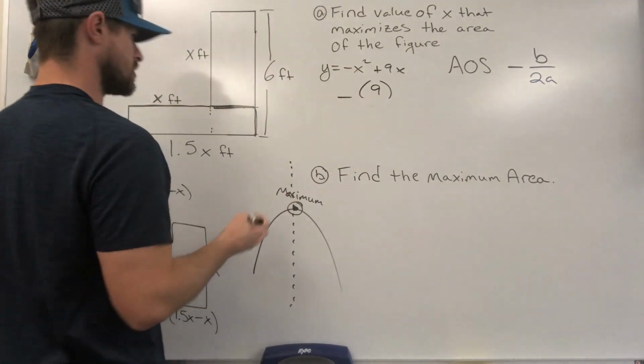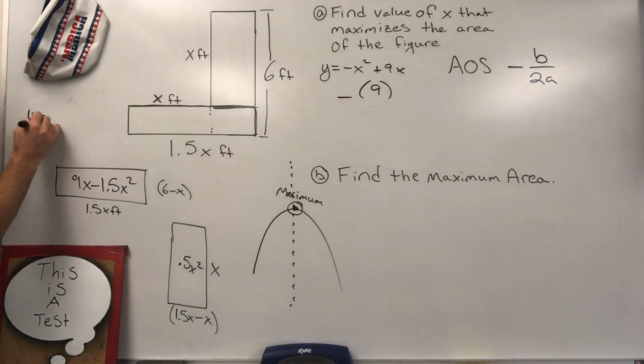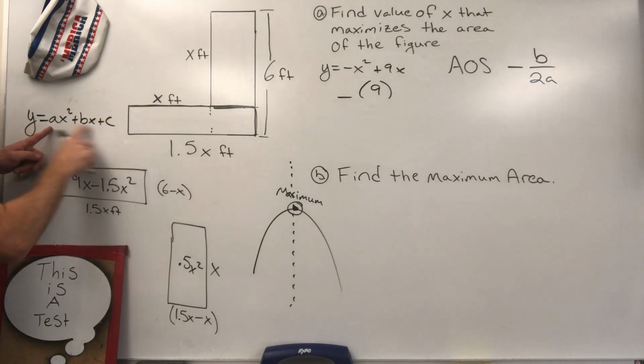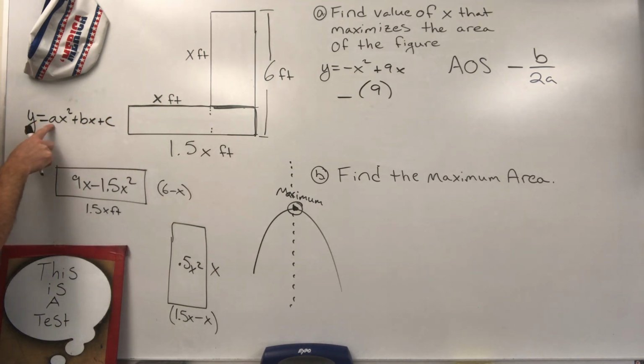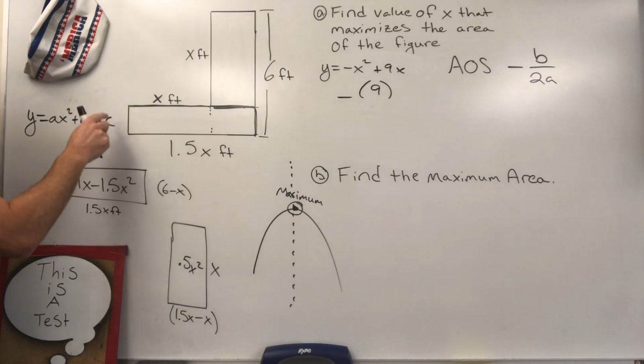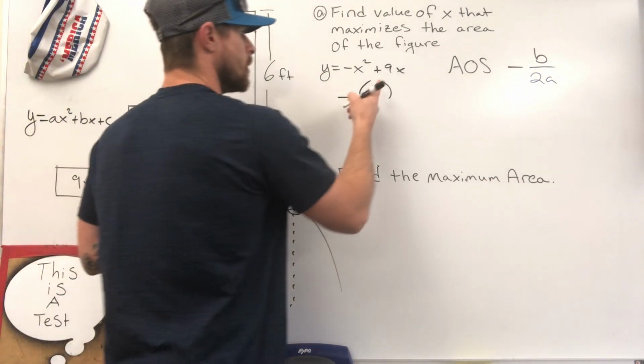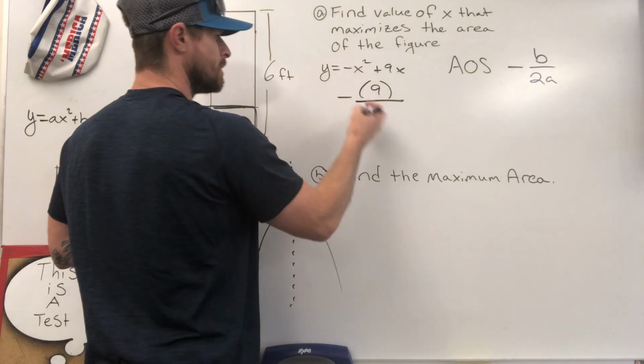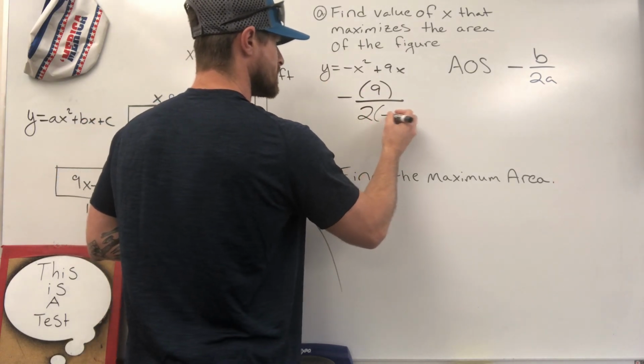So here we go. Opposite of b, the b value is 9. How am I getting that? Just a quick review for you guys. y equals ax squared plus bx plus c is the standard form of a quadratic. First term's your a, second term's your b, third term's your c. So 9 over, what number is this? This is negative 1. So 2 times negative 1.